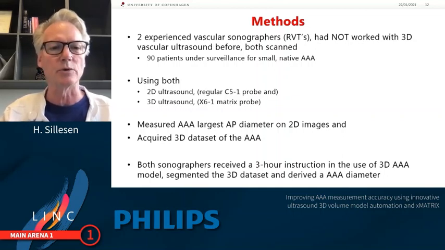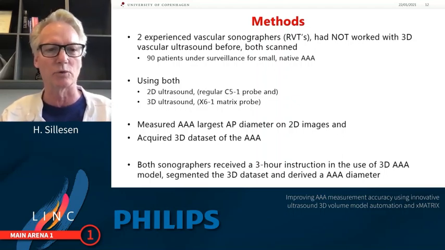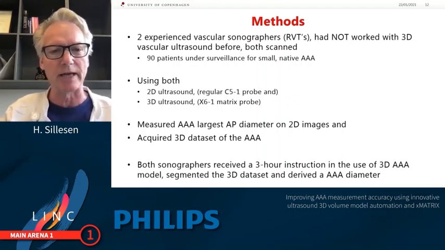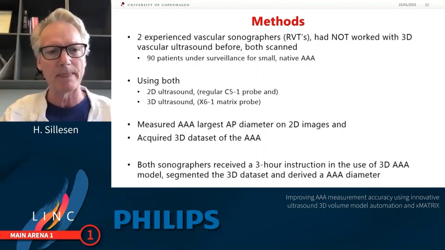They did 2D using the classic curved array C51, and then they did 3D ultrasound with the X61, as I just showed you. They measured the largest AP diameter on the 2D images, and then they acquired a 3D data set to be measured later.